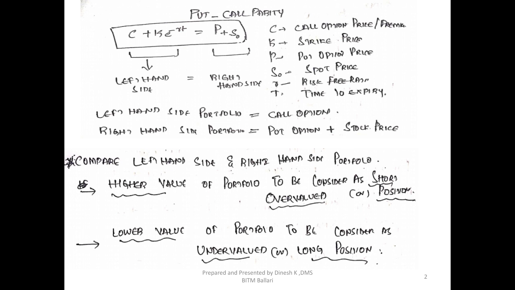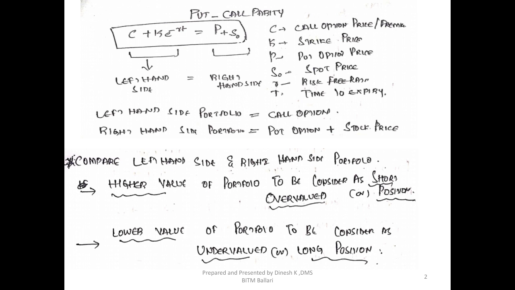So I take this as two portfolios, portfolio 1 and portfolio 2. My left hand side portfolio, that is C plus K into e to the power of minus RT, consists of a call option only, whereas the right hand side consists of two elements. One is the put option and one is the spot price. So portfolio 2, on the right hand side, includes two different actions: one is a put option, the other is the spot price, S naught.